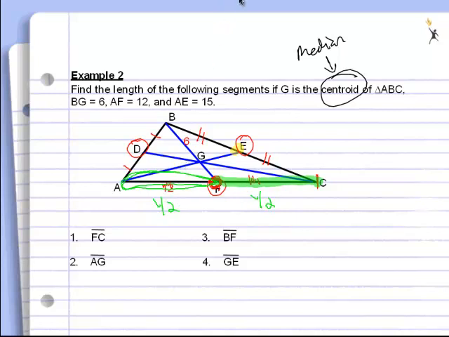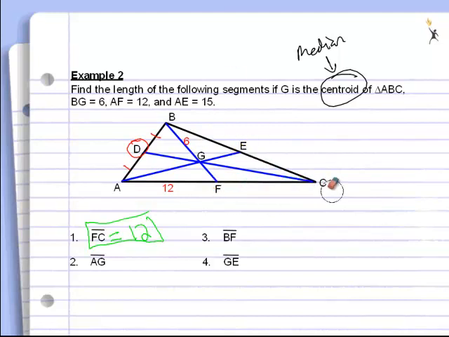So when they told me at the beginning that AF is 12, that tells me right away that FC also is 12, because they have to be congruent. So there's one of the problems. If I keep going, let's look at number 2.